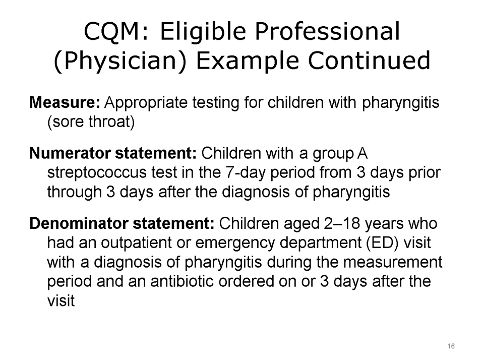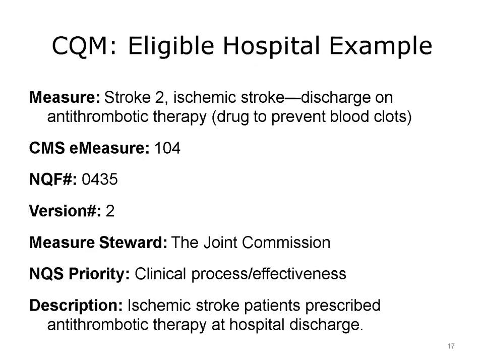The denominator statement, or the data collected, is the number of children ages 2 to 18 years who had an outpatient or emergency department visit with a diagnosis of pharyngitis during the measurement period and an antibiotic ordered within 3 days after the visit. This slide provides an example of a quality measure for eligible hospitals.